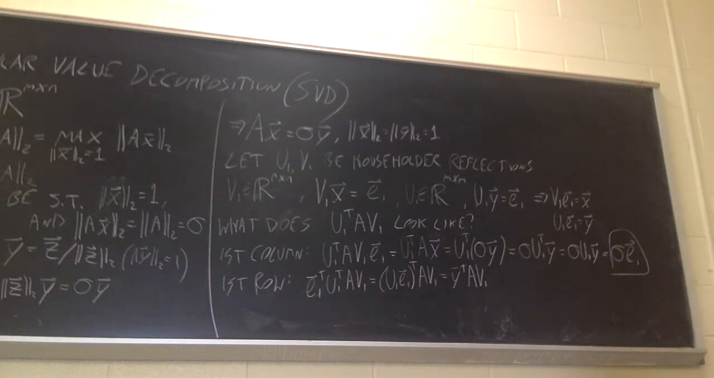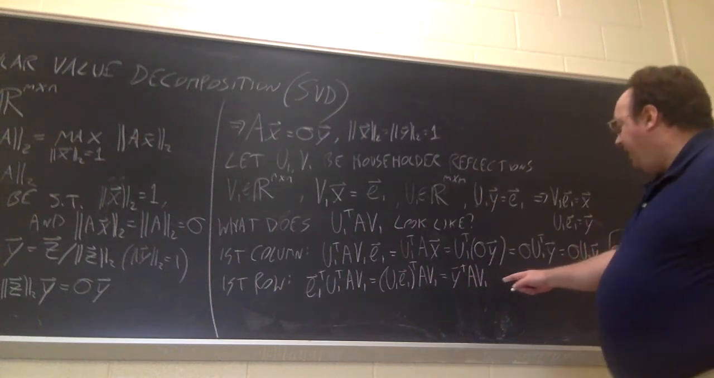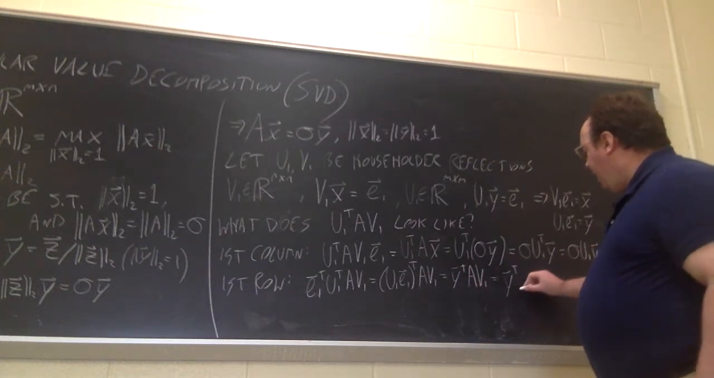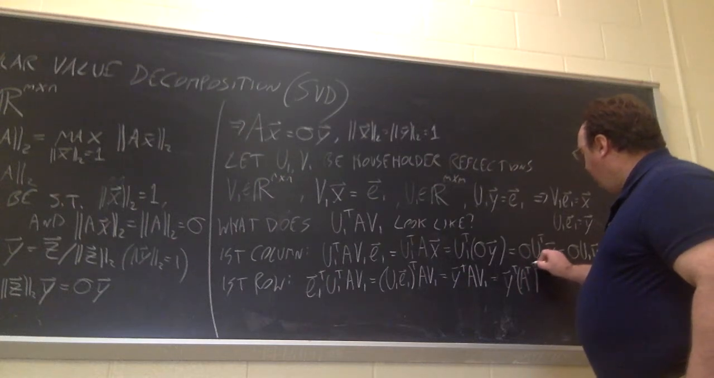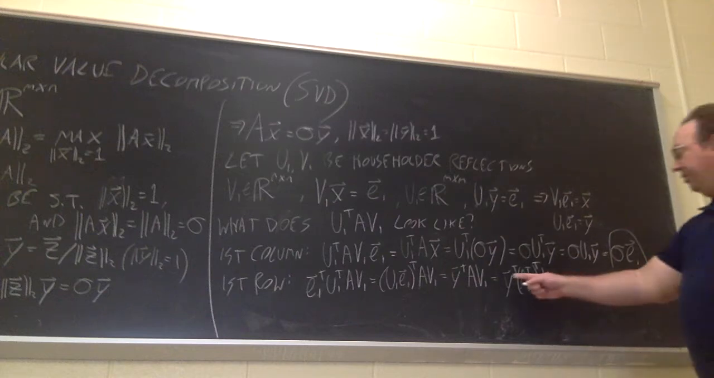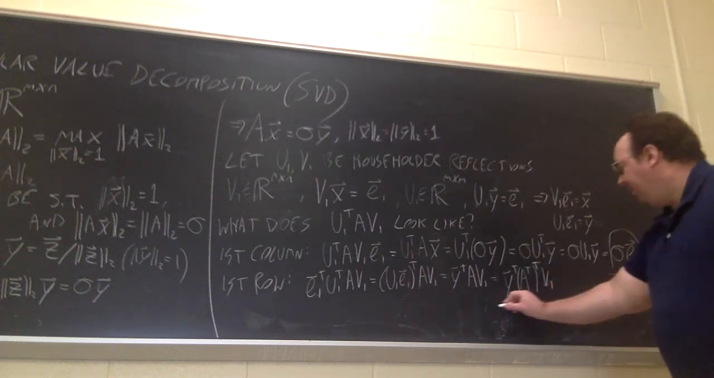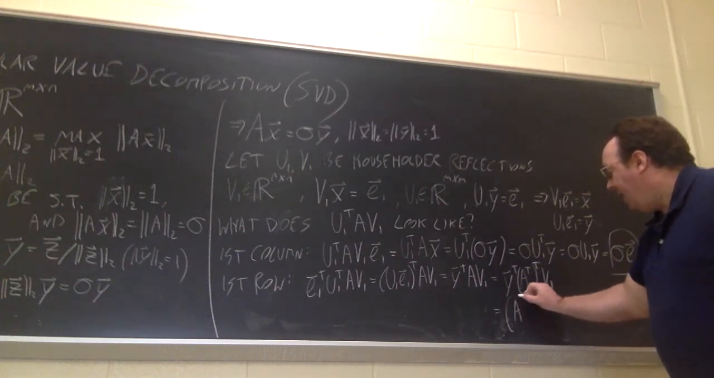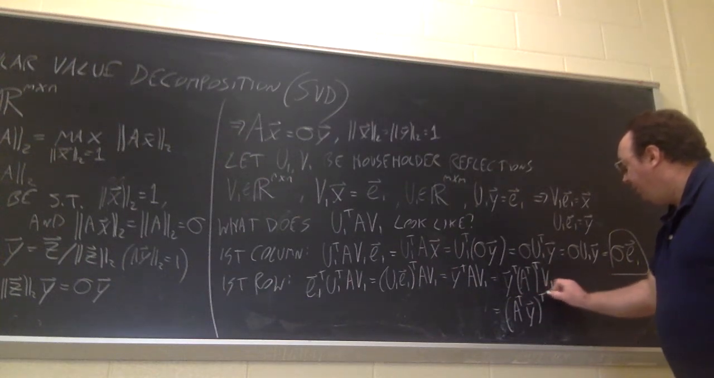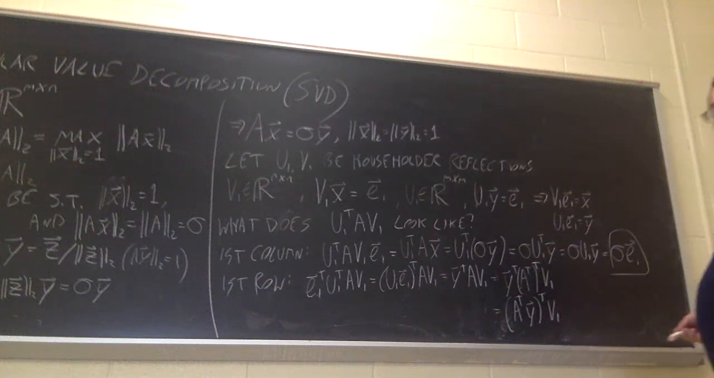Now, if I write this as A transpose transpose, then I can write this as A transpose Y transpose V1, again using the property that the transpose of a product is the product of transposes in reverse order.